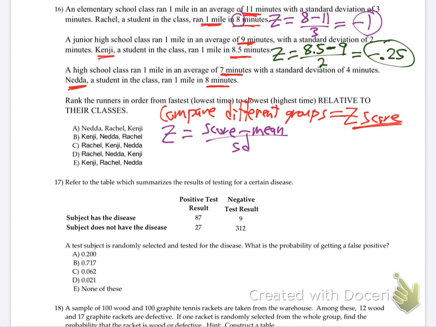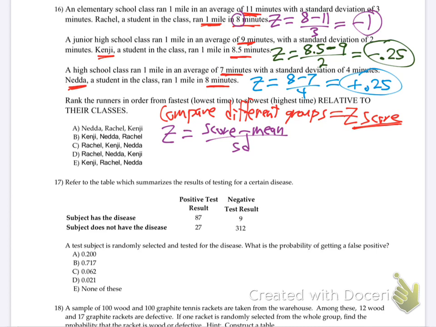And then finally, we've got Neda. Neda's Z-score: her time, 8 minutes, minus the average of 7 minutes, over the standard deviation of 4 minutes, is positive 0.25, meaning she's above average. Her time is slower, higher than average by 0.25, meaning 1/4 of a standard deviation.